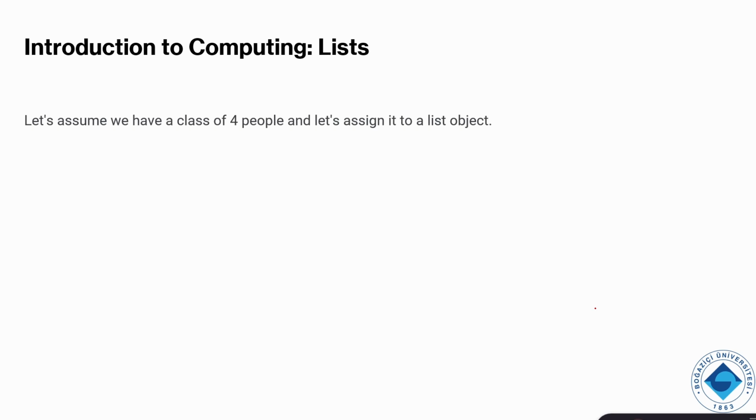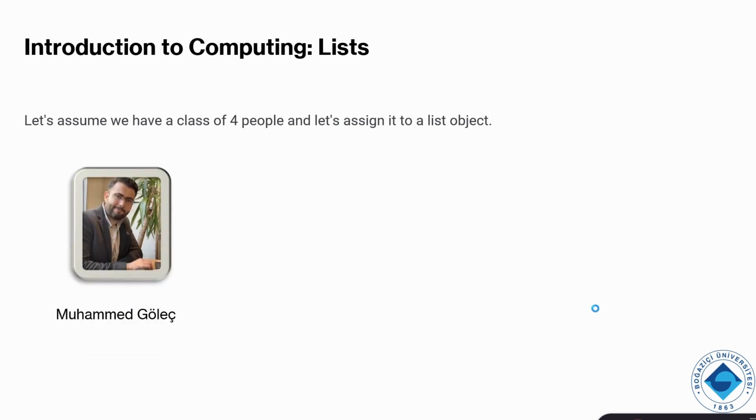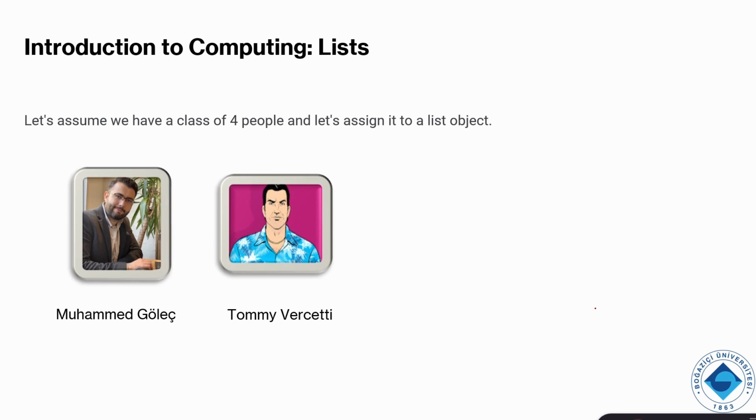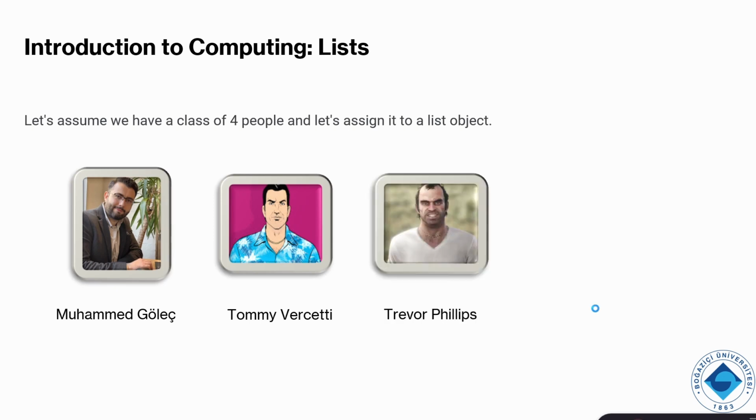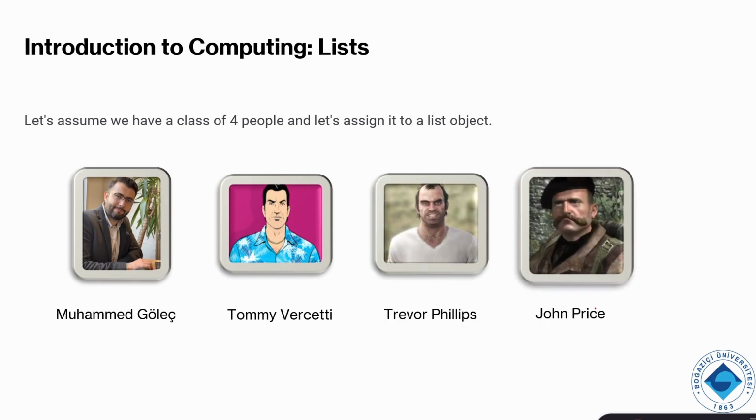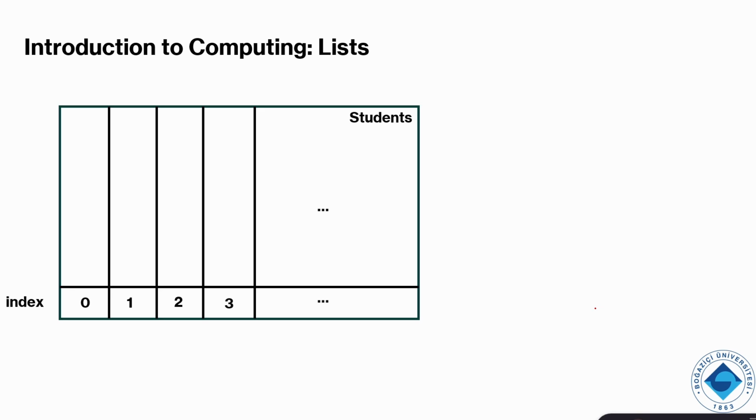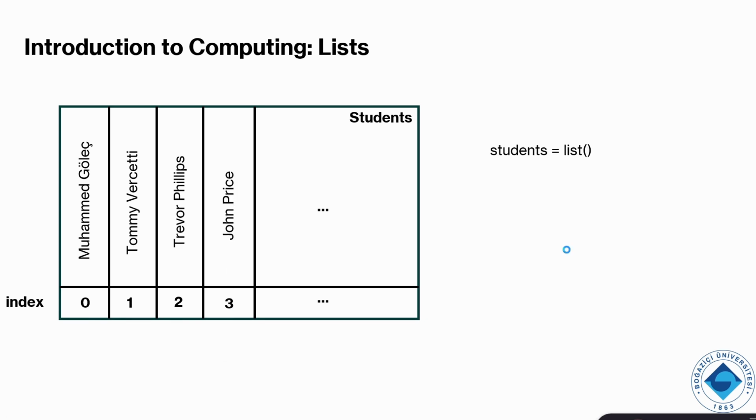Let's assume we have a class of 4 people and let's assign it to a list object. The first student is Mohammed Görech, the second one is Tommy Versetti, the third one is Trevor Phillips, and the last one is John Price. Here is an example you can see.